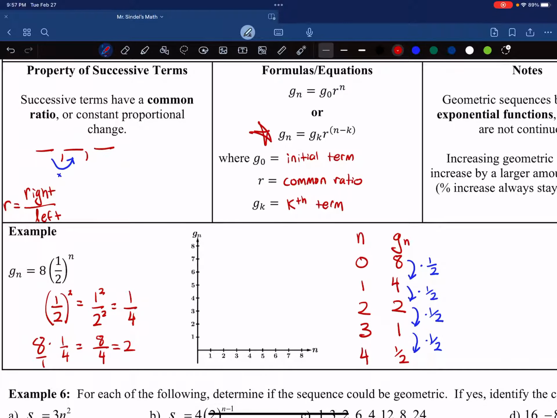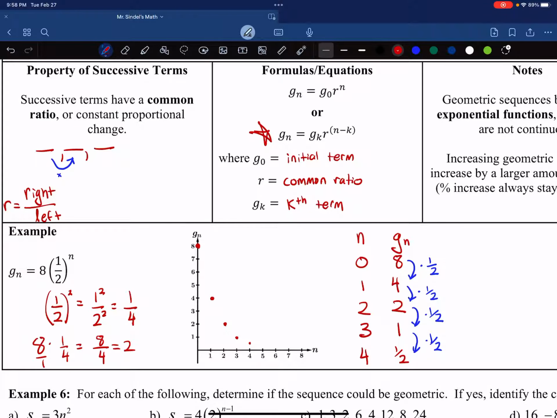Let's go ahead and graph these and see what shape we get. I'm going to plot 0, 8, plot 1, 4, plotting 2, 2, plotting 3, 1, and attempting to plot 4, a half.